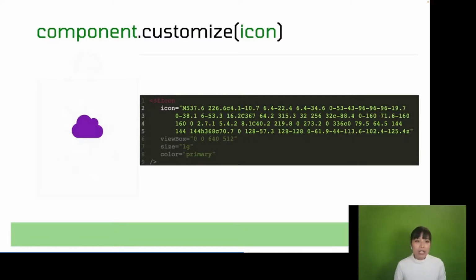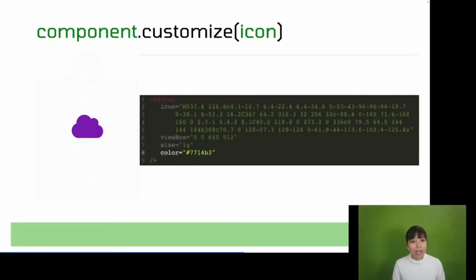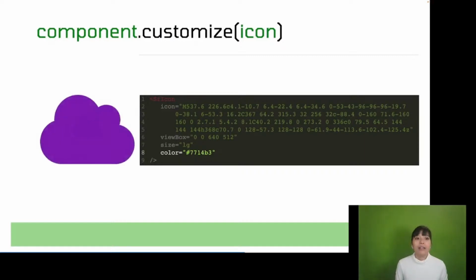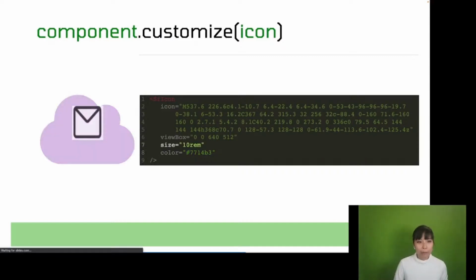Now, similarly, if we want to override the colors, we also allow a hexadecimal value for the box and size. We also do the same approach.